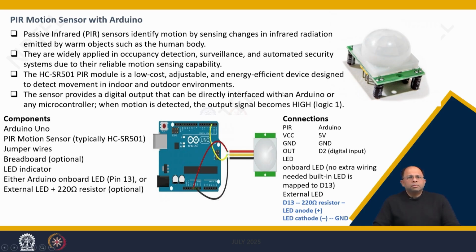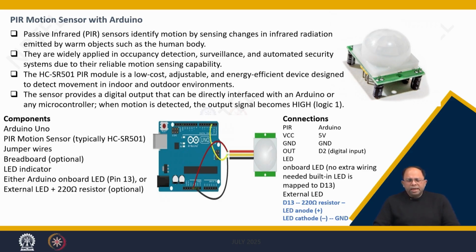So then what we can see is there are different components. We have the Arduino Uno board, then a motion sensor, then jumper wires, then the breadboard, which is optional. If you want to, you can also use that. Then we are using LED indicators. We can use the onboard LED, which is connected with pin number 13, or we can use an external LED with a 220 ohm resistor, which is optional. So whichever way you want to go, you can set the system up.